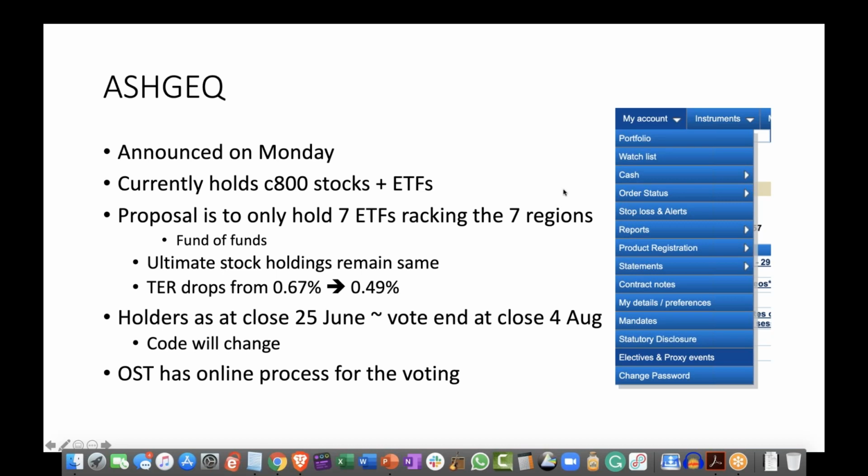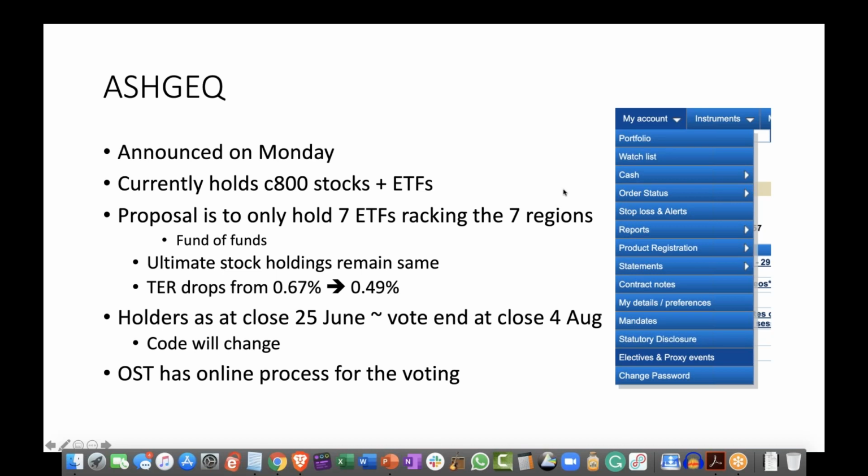Just a quick thing on the elective. Someone commented on the questions. Is this where we vote AGMs and the like? Absolutely. So anytime a company needs to essentially ballot shareholders, in this case, it's the Ashburton ETF changing, then they need to ballot. But it could be your votes at an AGM. It's exactly the same process. Sometimes a company will say, well, do you want cash for your dividend or do you want equity for your dividend? And again, you get to choose, and OST uses their elective and proxy events.